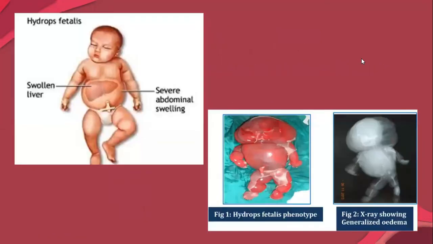As you can see, if a baby has hydrops fetalis, their liver would be swollen and there would be severe abdominal swelling. A chance of surviving after birth.